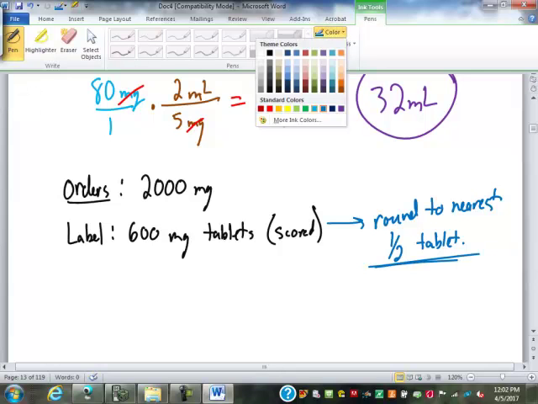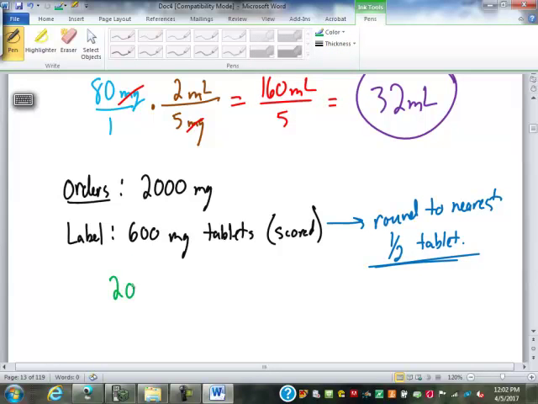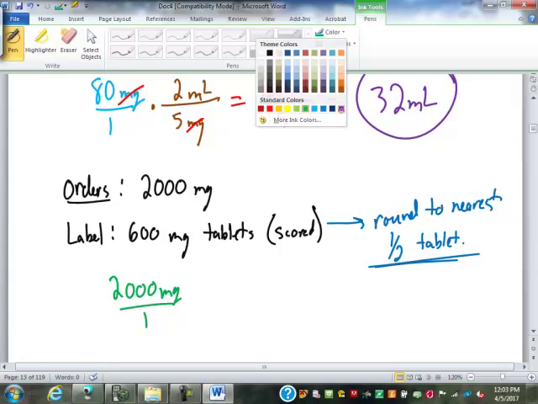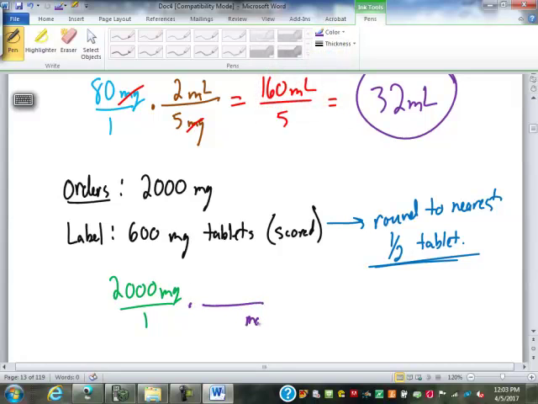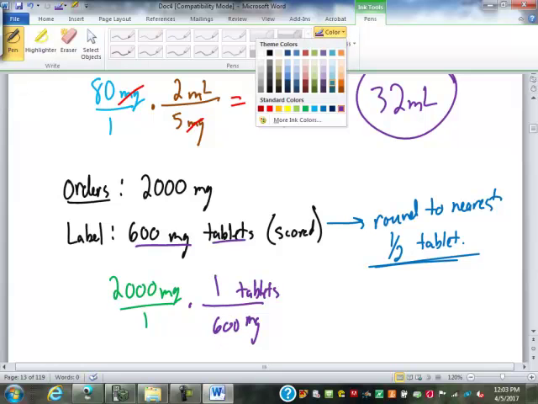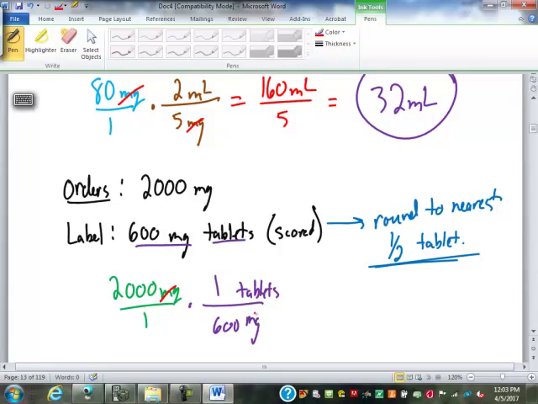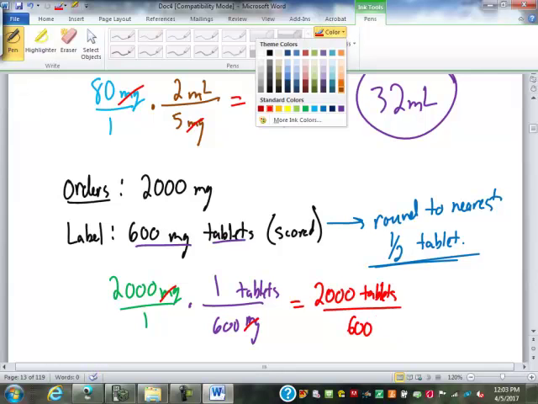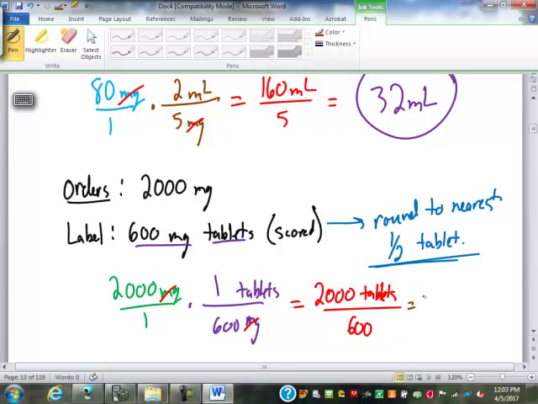So let's go ahead and see what we come up with here. We have our 2,000 milligrams ordered. Put that over 1. We're going to get rid of the milligrams. 600 milligram tablets, so we're going to tablets. So 600 milligrams is equivalent to 1 tablet. The milligrams cancel. 2,000 times 1 tablet is 2,000 tablets. 1 times 600 is 600. We divide that out. 2,000 divided by 600 is 3.33, or 3 1/3 tablets.